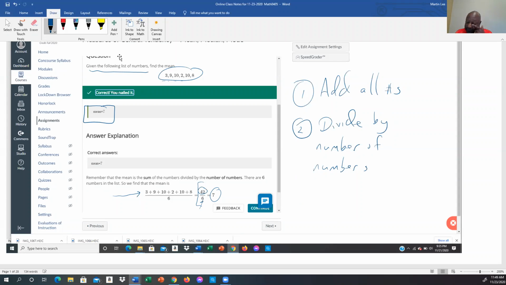Okay, so that's it for our first example. We had to find the mean or find the average just given a list of numbers. So any questions about that? No, it's very straightforward. Okay.